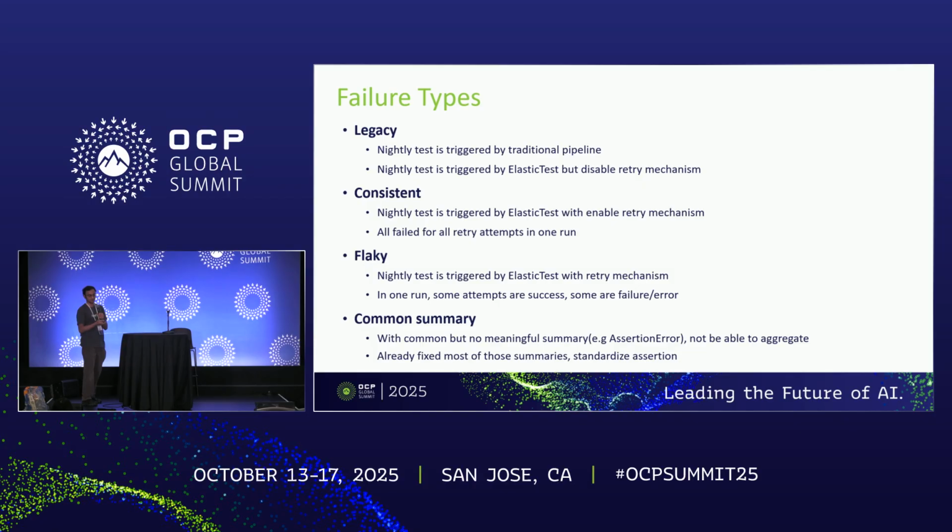And then the fourth type, which is decreasing in number, is what we're calling common summary. This is where the test fails, and all you get back from the message is something like assertion error or failure, just failed. It's not detailed. It doesn't explain what went wrong. It doesn't explain what failed. It becomes hard to debug, and later we'll see it also becomes harder to deduplicate against other test failures. We fixed most of those by adding some additional information about what failed, standardizing the error messages so that it's more usable and developer friendly.